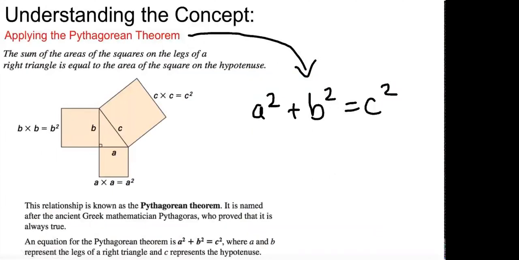To understand this concept, I know that Natalie was asking what is Pythagoras. We say that the sum of the areas of the squares on the legs of a right triangle is equal to the area of the square on the hypotenuse side. Now, consider this triangle here.